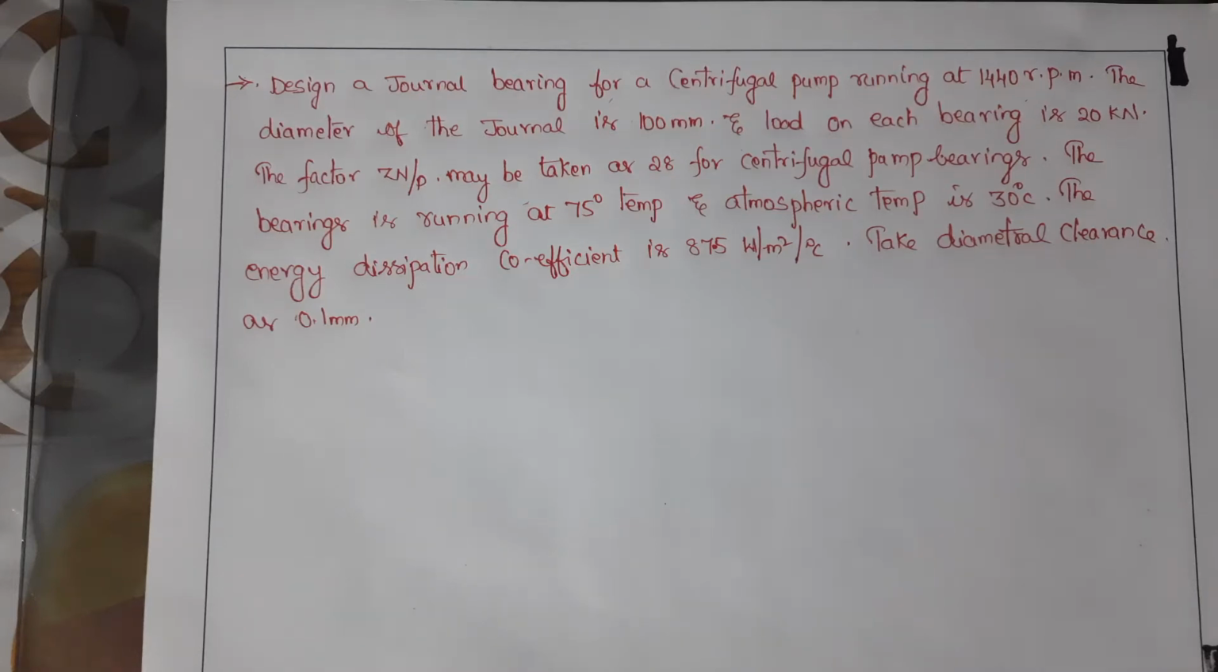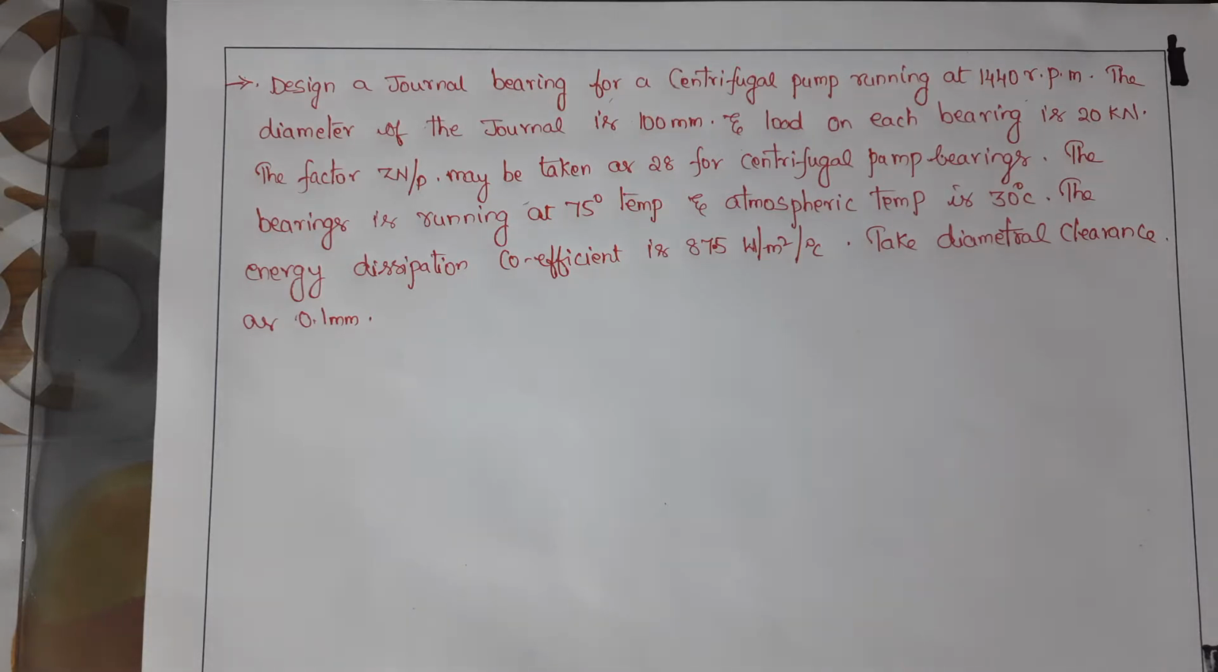Hello students, this is the problem regarding the journal bearing on a centrifugal pump running at 1440 rpm. The diameter of the journal is 100 mm and the load on each bearing is given as 20 kilonewtons. The factor ZN/P may be taken as 28. Here the bearing characteristic number is given for centrifugal pump bearings. The bearing is running at 75 degrees temperature and the atmospheric temperature is given as 30 degrees centigrade.